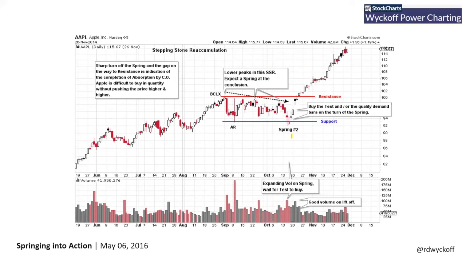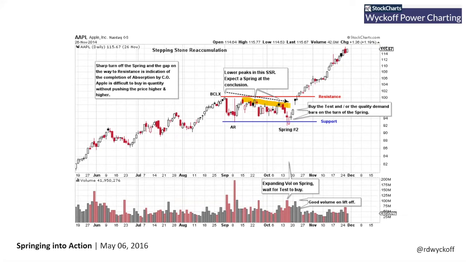Here's Apple with a spring, again, springing into action. This is a nice blog that talks about the different kinds of springs. I want to make one point here, and that is after the buying climax and the automatic reaction, you have a series of lower highs that takes place. Well, as a rule of thumb, this is something that happens often. It doesn't have to always happen, but when you get a series of lower highs and a reaccumulation, as we see here in Apple, we are going to prepare ourselves for the likelihood or the possibility that we're going to get an attempt to spring the lows.